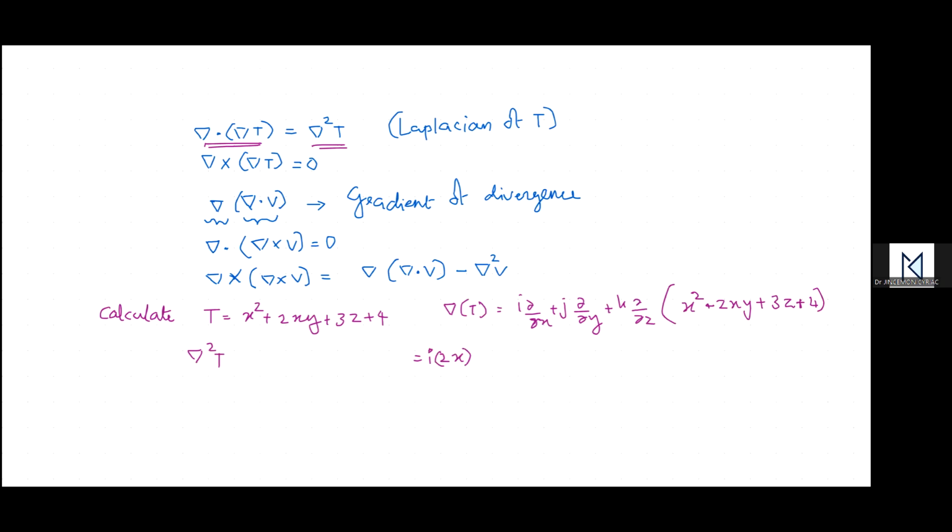Then i into i is equal to 1. That means here it is a vector form. That means i into 2x plus j into dou by dou y of this one, that is equal to 2x, plus k into dou by dou z of 3z, that is 3. That is del of t.